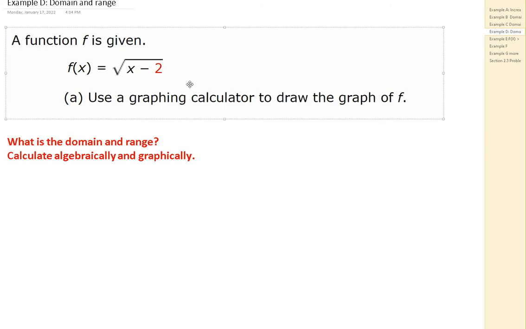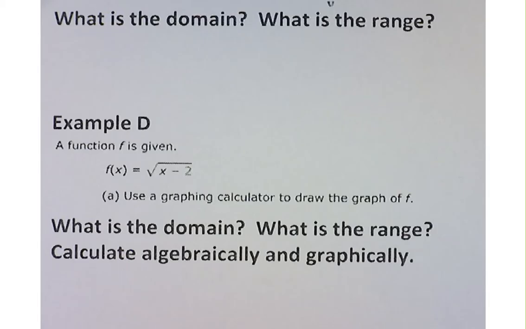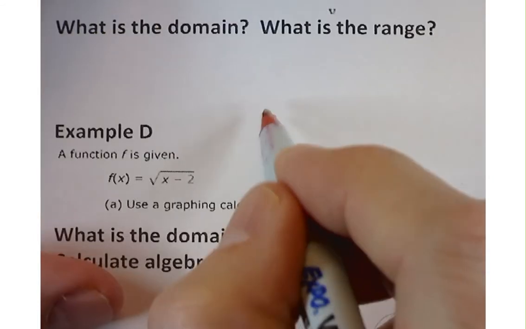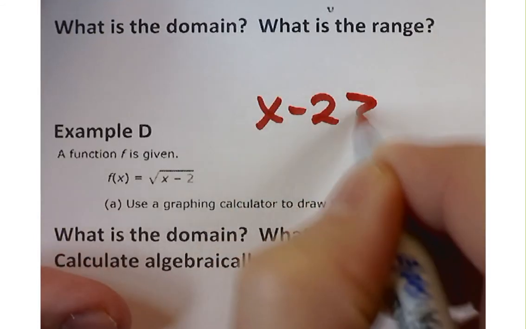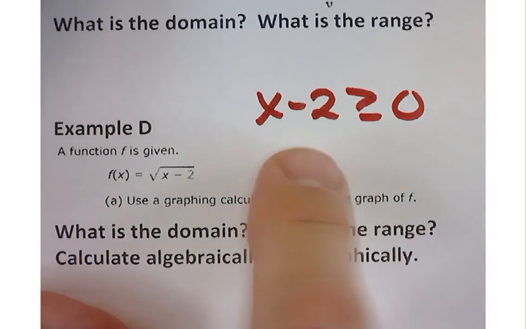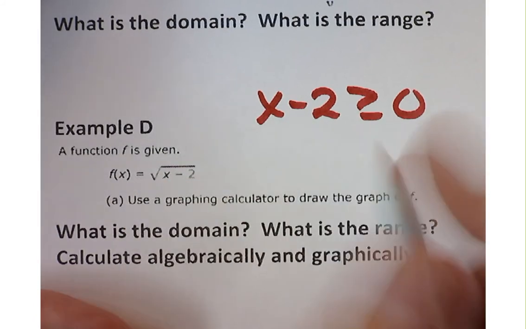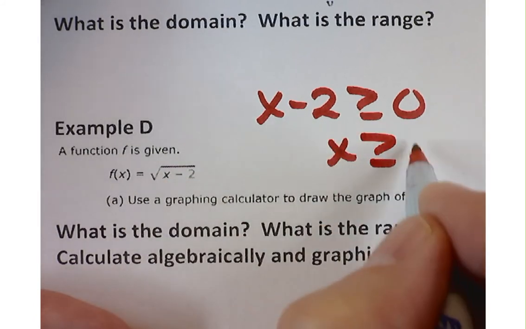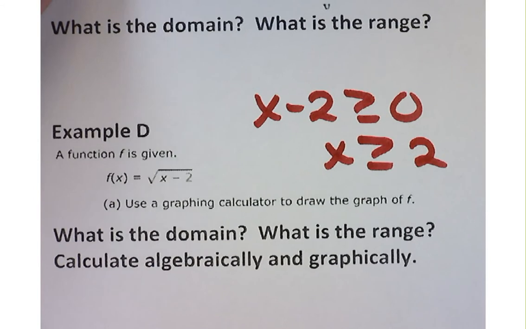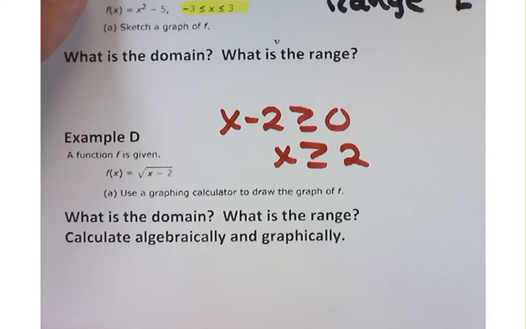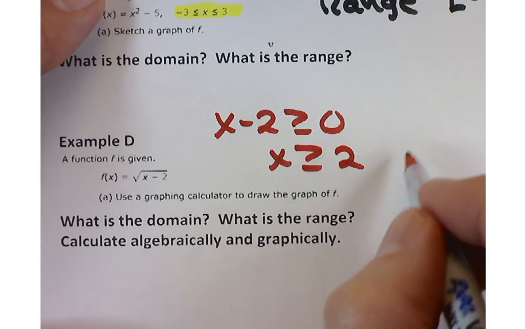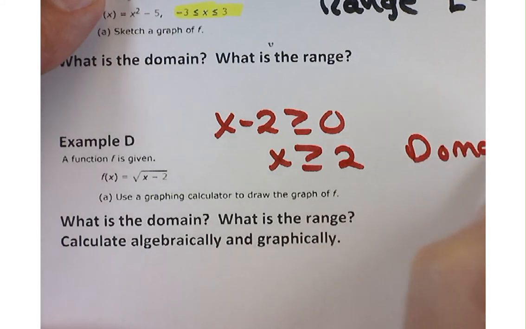Well, 1 is greater than 0. 2. So let's take a look here. What you want to do is guarantee that x minus 2 is greater than or equal to 0. You want this expression to be positive. So that's going to mean x is greater than or equal to 2. Those are the values of x that you want in your domain. So your domain is 2 to infinity.